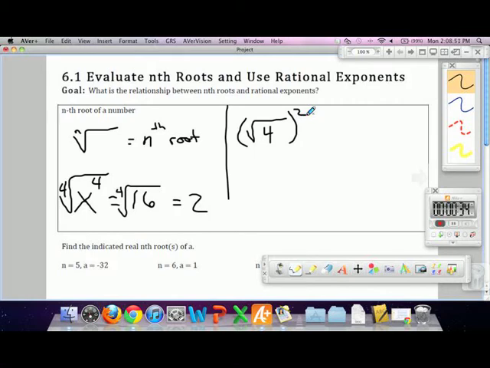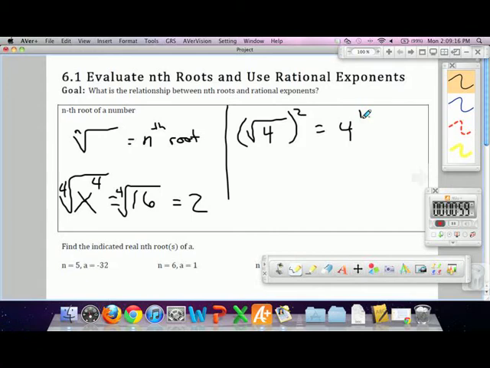This we said is 4. What exponent would go with 4? 1. Okay. So we're saying the square root of 4 squared is 4 to the first power. That makes sense. Is that agreeable? Okay.